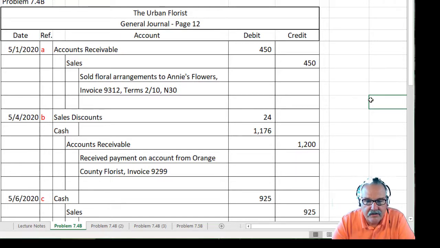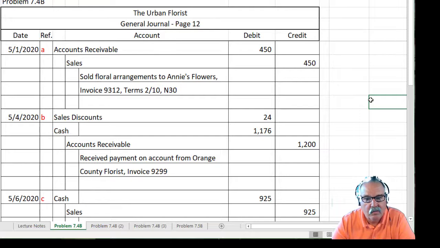So the transaction is recorded a debit to accounts receivable and a credit to sales. Accounts receivable is an asset. It's going up. It means that our customers are going to pay us in the future, and we have provided them with the goods. We've shipped the goods, in other words. And credit sales. Sales is the word we use when we're selling a product.